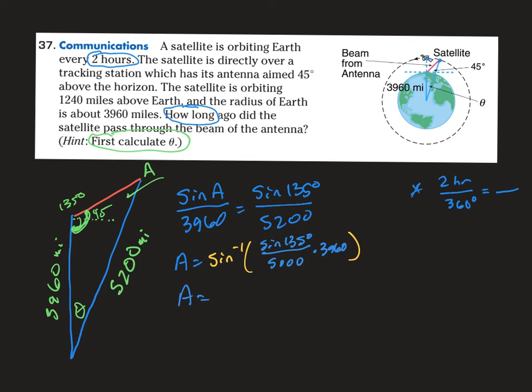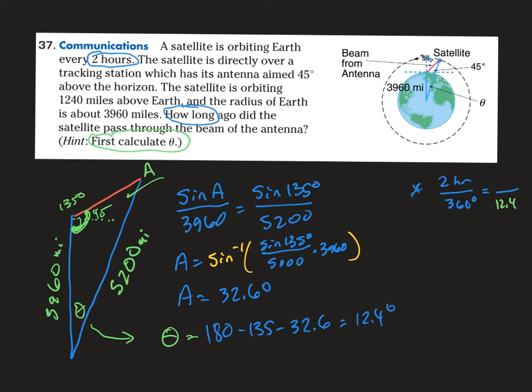And that works out to be about 32.6 degrees. So if that is 32.6 degrees, then this angle down here, angle theta, is going to be 180 minus 135 minus 32.6. And that equals about 12.4 degrees. Okay, so here's how you're going to finish this problem off. We know that angle theta is 12.4 degrees.